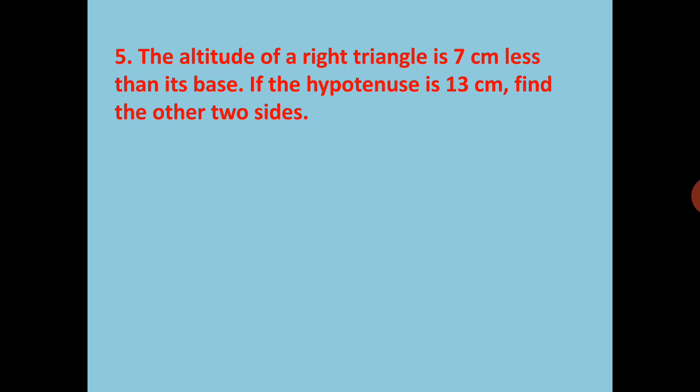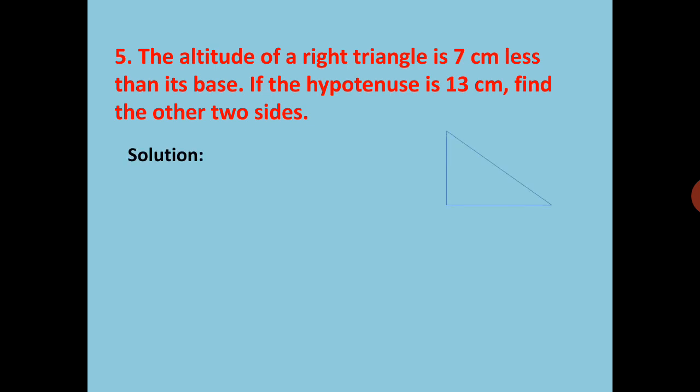The altitude of a right triangle is 7 centimeter less than its base. So the relation between the length of the base and altitude is given. If the hypotenuse is 13 centimeter, the entire length of the hypotenuse is given. Find the other two sides.